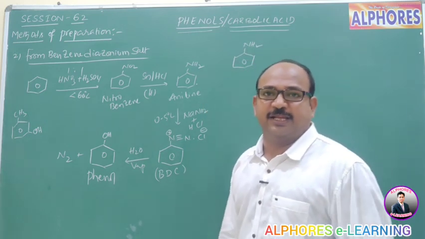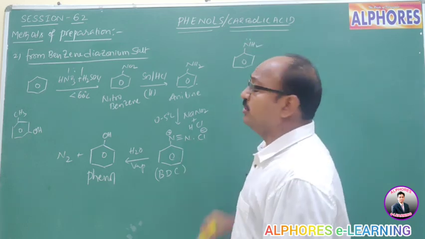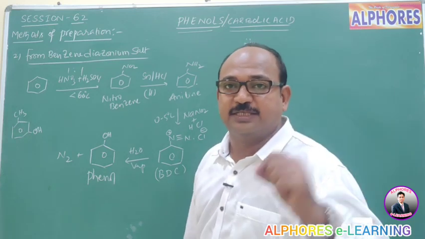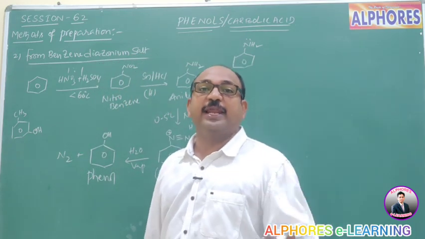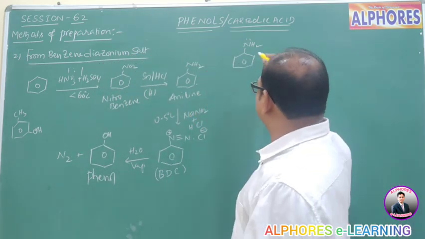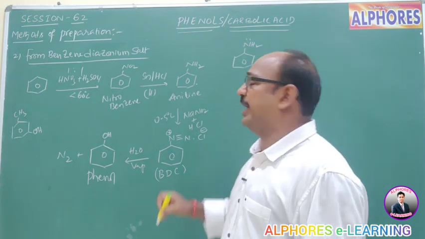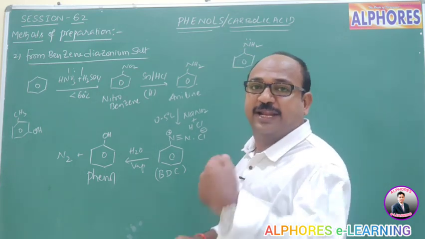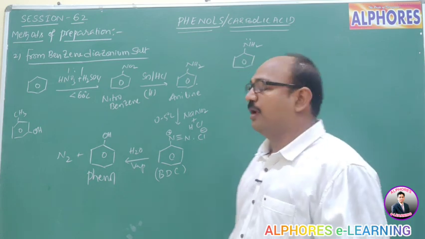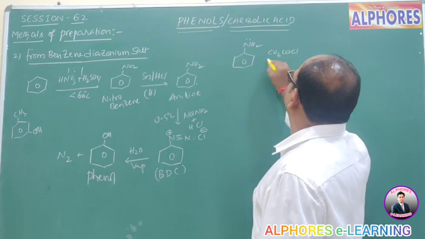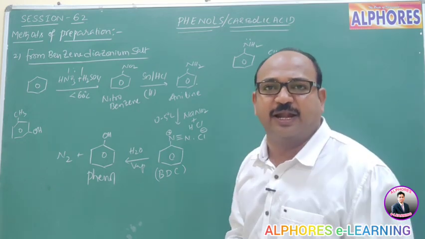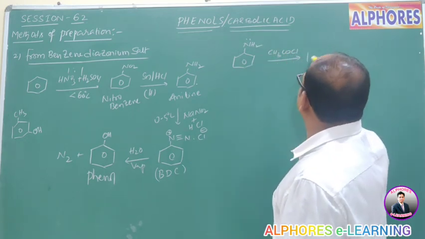This one upon nitration, since the NH2 group is an electron releasing group, a ring activating group, upon direct nitration you may get 2,4,6-trinitroaniline. That's why I am going to do acylation upon reaction with acetyl chloride or acetic anhydride. N-acylation takes place.